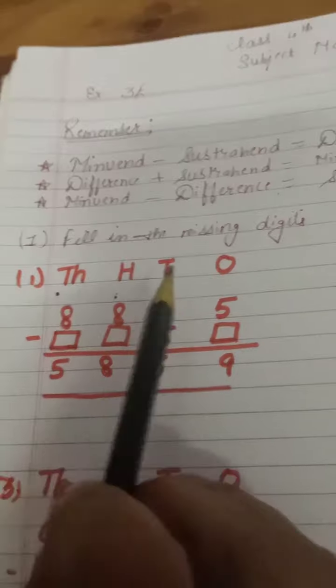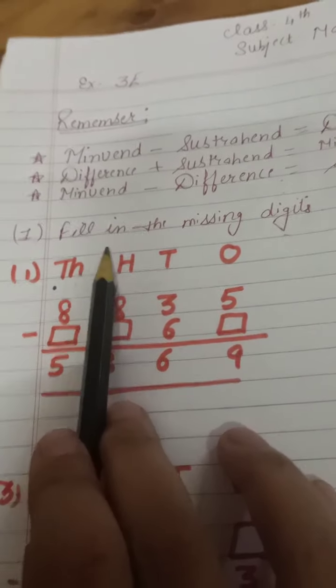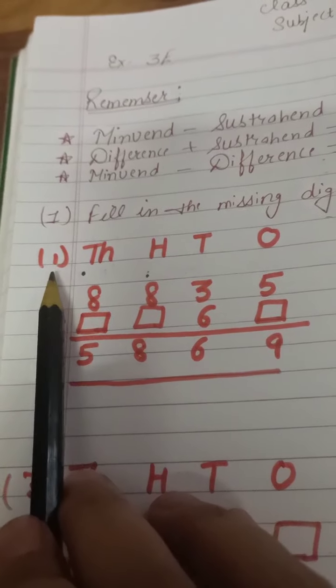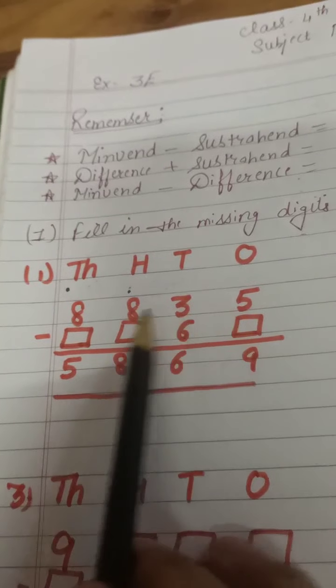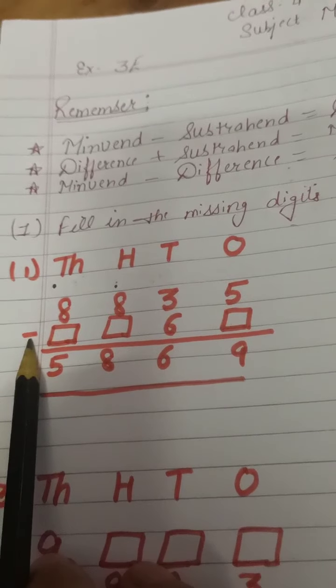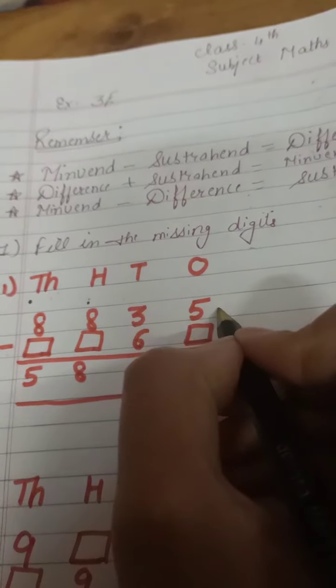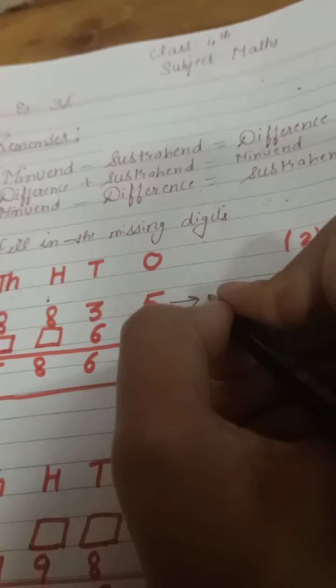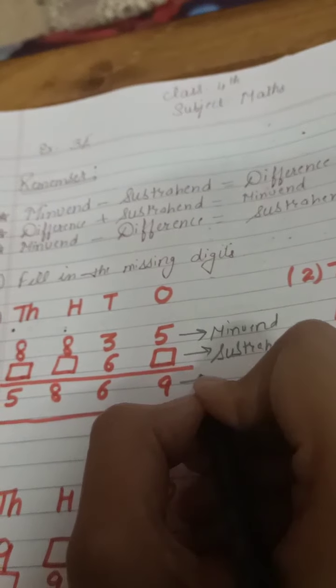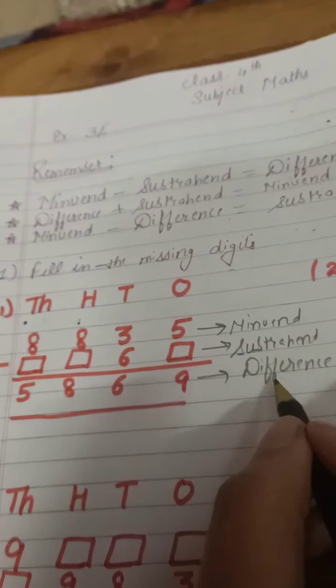Now listen to question number 1. Fill in the missing digits. Now here we have to find the missing digit in subtraction. Okay. So see question number 1. Now here numbers are given. Now we have to find the missing digits in the subtraction. Student, you already know that this is called minuend and this is called subtrahend and this answer is called difference. You already know these 3 points.